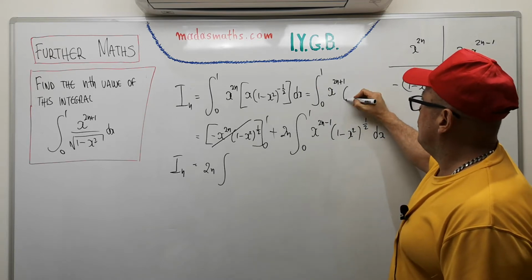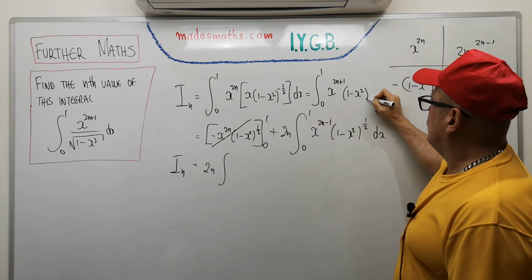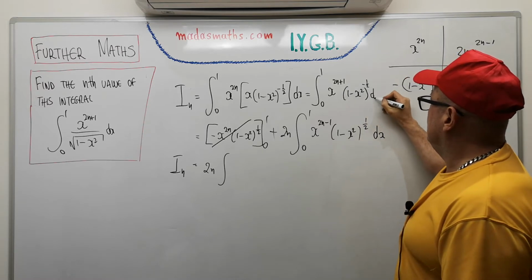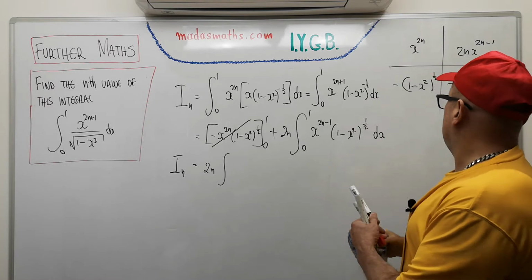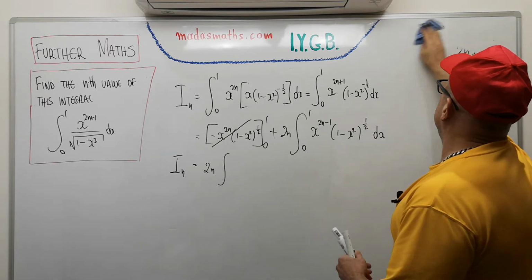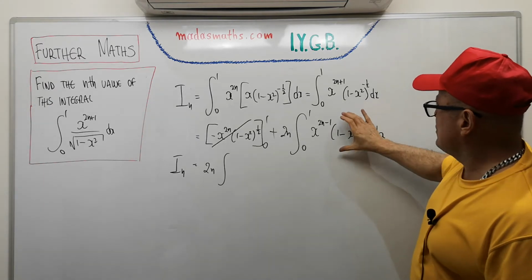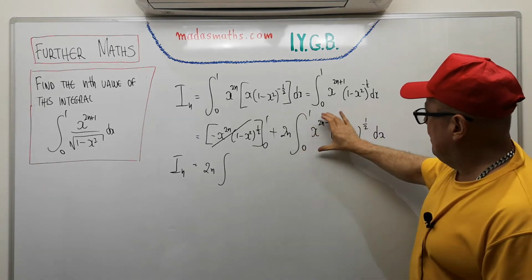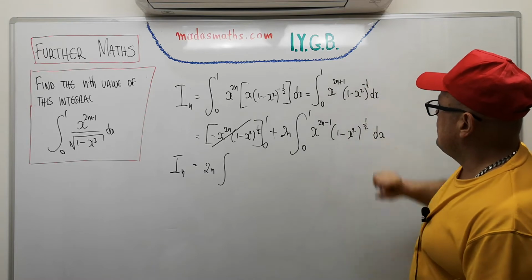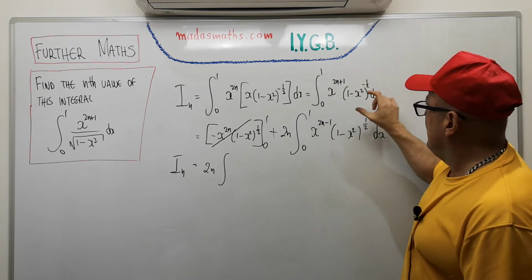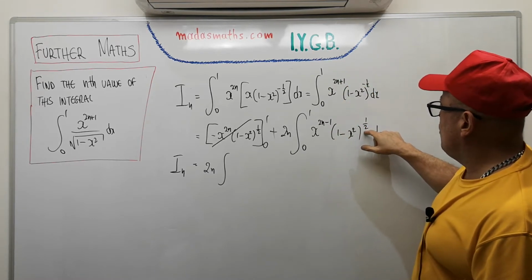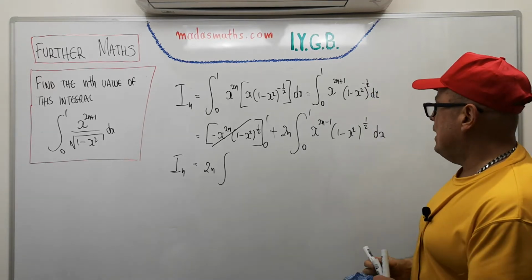And then we have, of course, (1 - x^2)^(-1/2) dx. And let me rub off the workings for the integration by parts because we don't really need them. So we need to somehow change this integrand into something which looks like that. That's not the problem. The problem is now we have the wrong power here. It's gone to the power of a half.